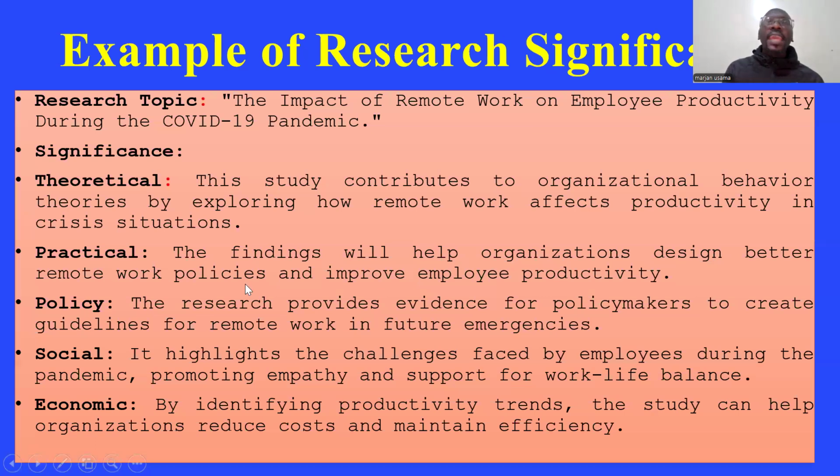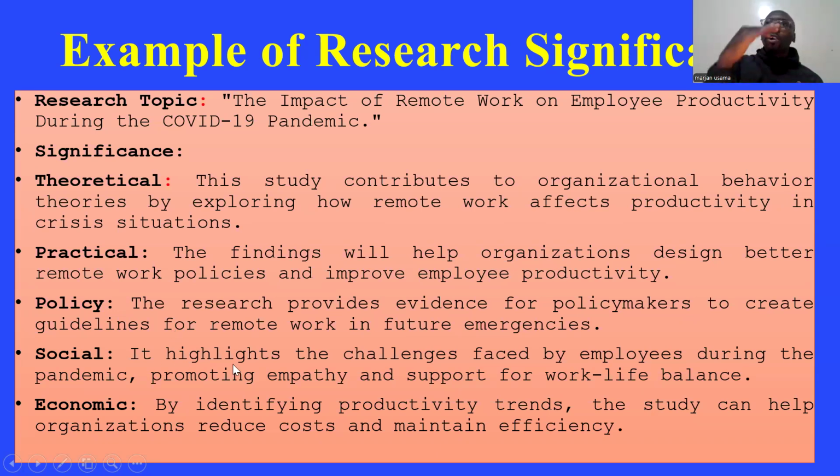Now, example of research significance. So we have a topic here, the impact of remote work on employee productivity during the COVID-19 pandemic. This is an example of a research topic. So from this research topic, look at the significance. This study contributes to organizational behavior theories by exploring how remote work affects productivity in crisis situations. Okay, the practical significance. The findings will help organizations design better remote work policies. Policy. The research provides evidence for policymakers to create guidelines.